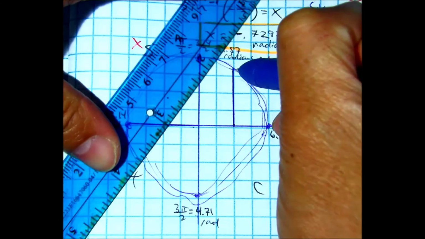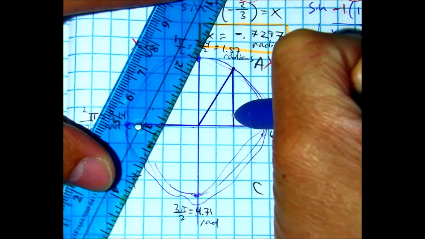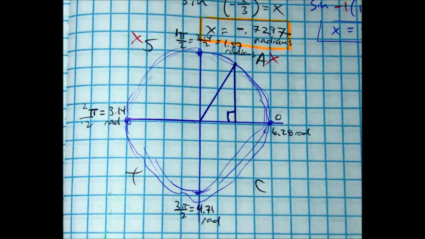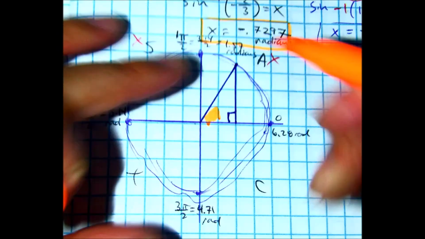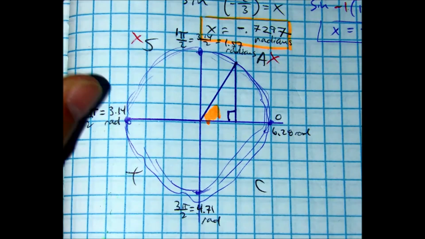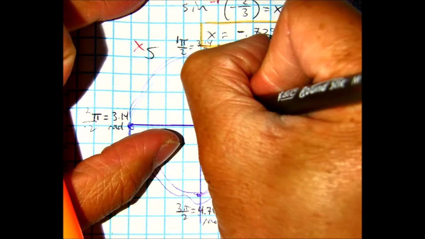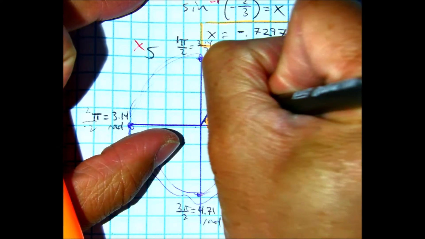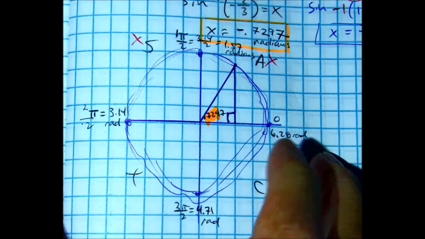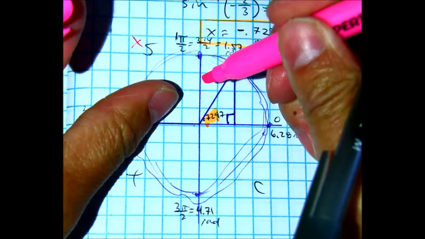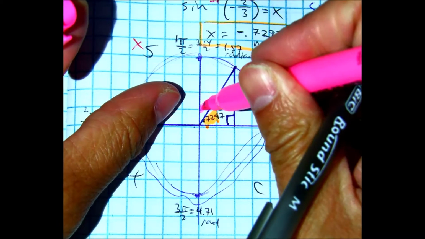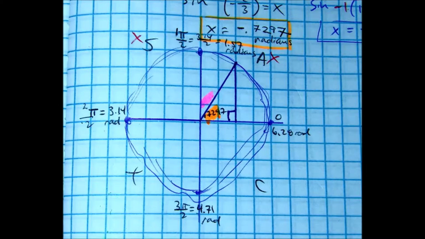So if I draw a triangle in quadrant 1, we just found this reference angle to be about 0.7297. 0.7297. You're just watching. And then if I put another color, your favorite color, pink, talk to your partner. What do you know about orange plus pink? Ready, set, go.